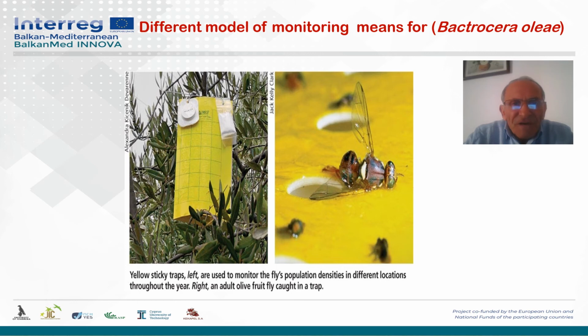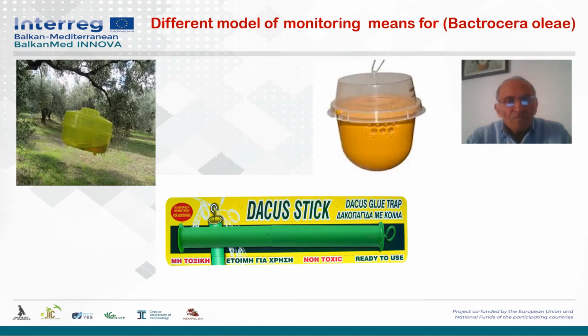We have different models of monitoring tools for Bactrocera oleae. Here we see other models for monitoring of Bactrocera oleae. We have here so-called McPhail traps, and at the same time we have here the so-called Dacus stick or Dacus glue trap.